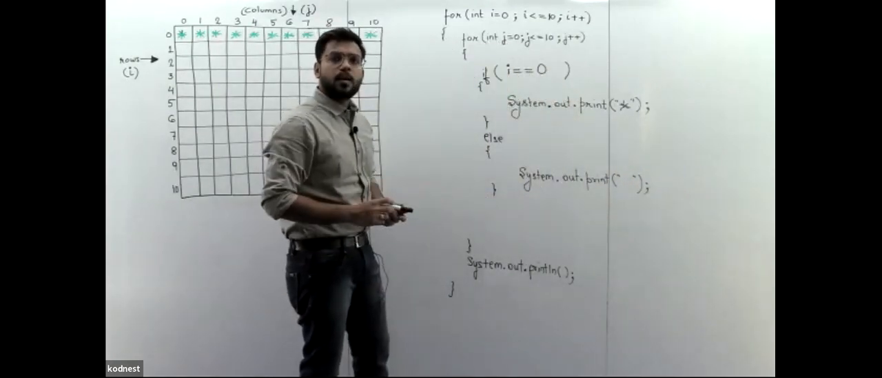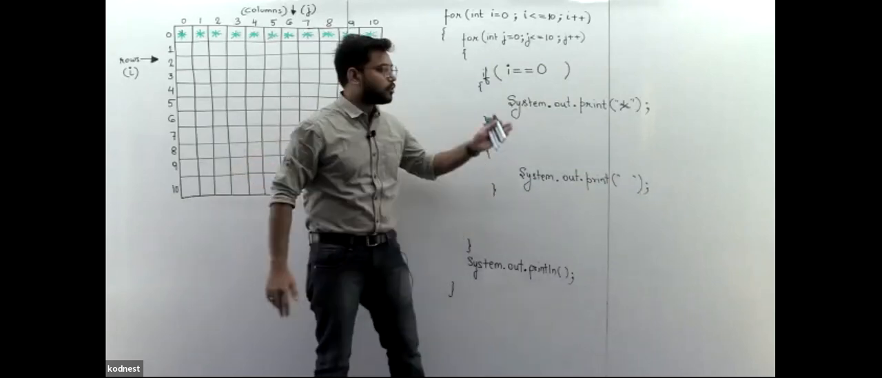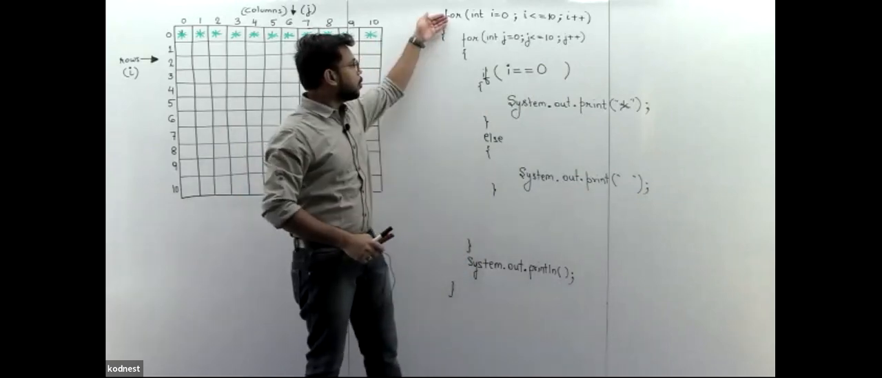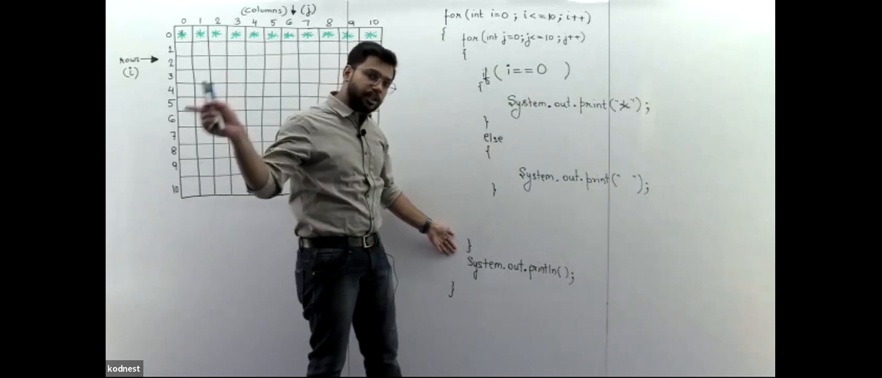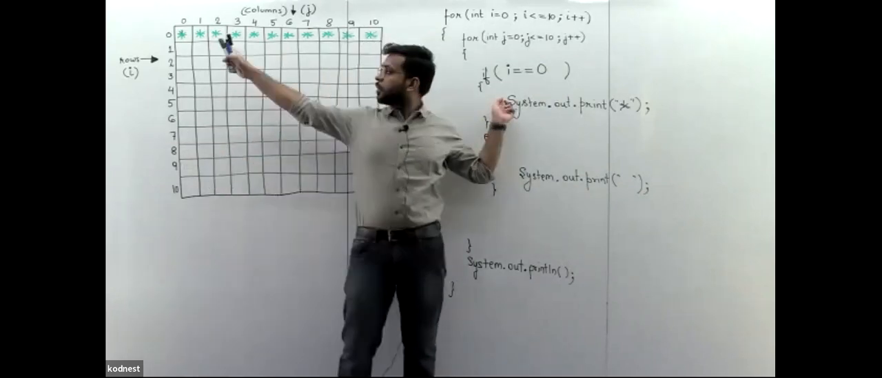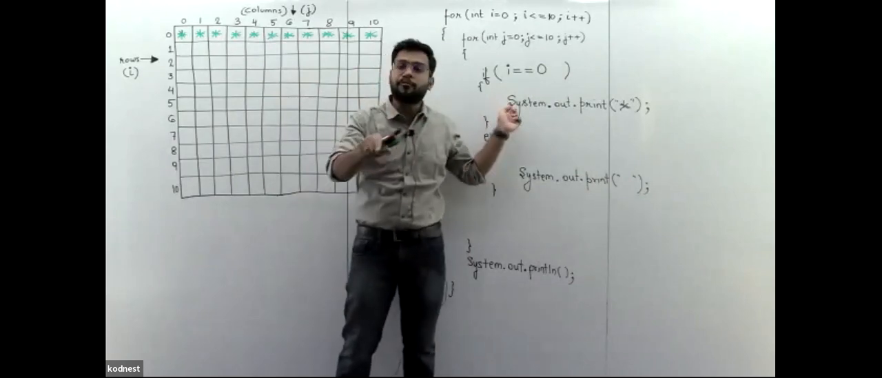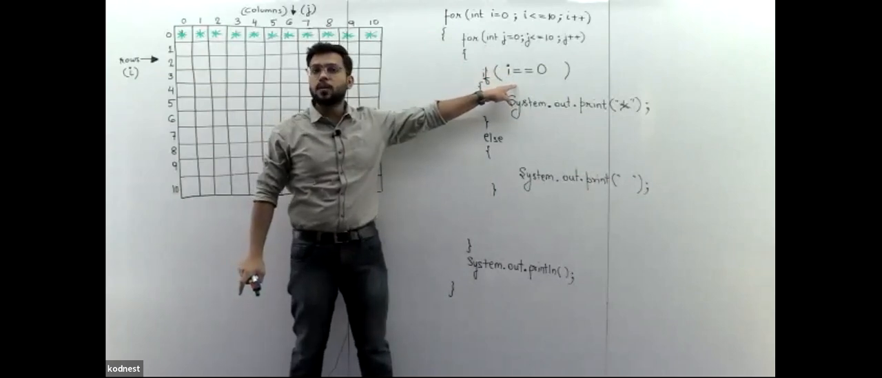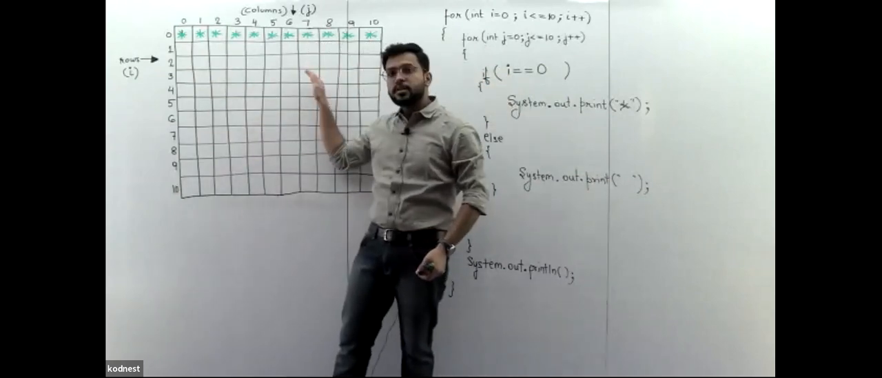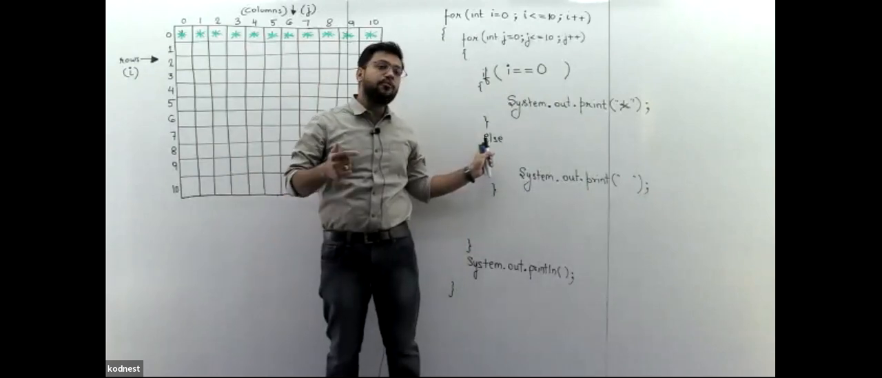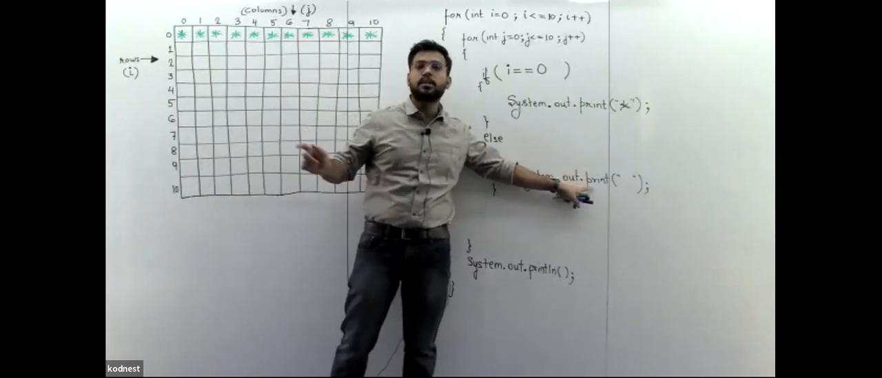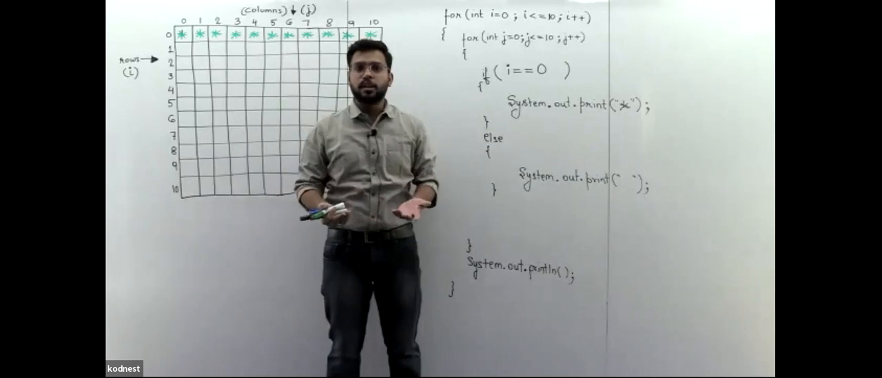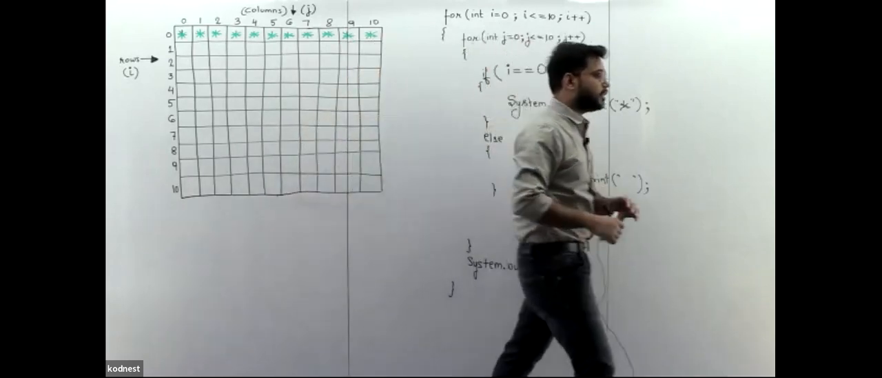That's all. Whatever I was speaking in English, the same thing I was writing in the program. I want to have an 11 by 11 square in which I want to print the star only if the i value is 0. Otherwise, I have to print the spaces. What else have I done? Nothing. Anything extra? Nothing. Let us see this.